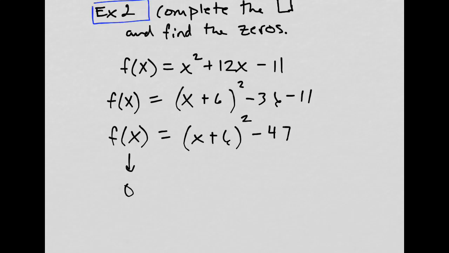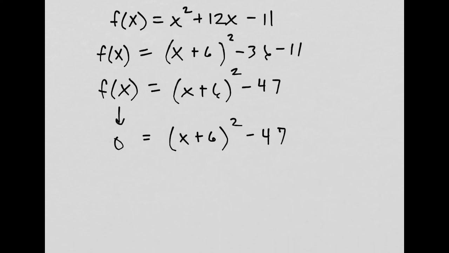And I say, oh, and then it's easy. x plus 6. You can actually do the rest in your head. Maybe you see that. I know I'm going to add the 47, so I get a positive 47. I'm going to square root it, which means I have a plus or minus. And then I'm going to subtract 6.